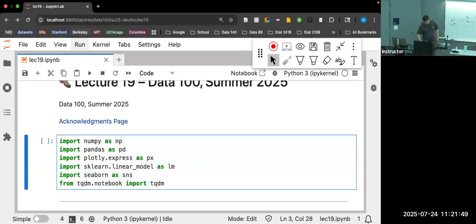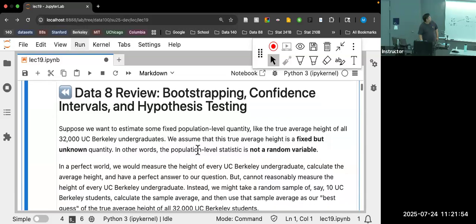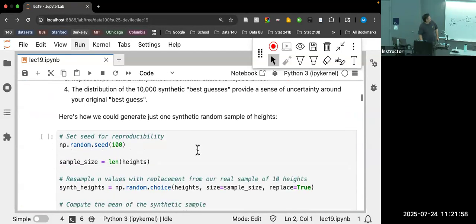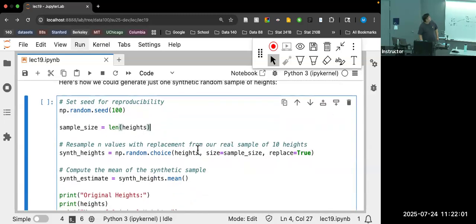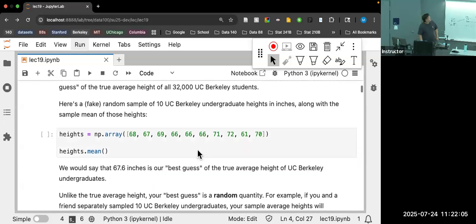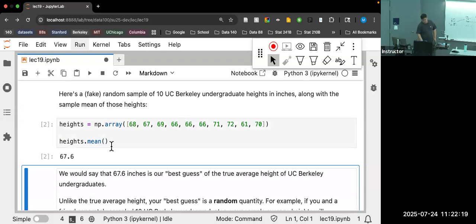Okay, hopefully this is big enough, but not too big that everything should show. Let's read in. So here I just made up 10 numbers. Suppose, instead of a sample of size 100, we just sample 10 students out of all Berkeley undergrad students, okay? And the mean of our sample is 67.6.